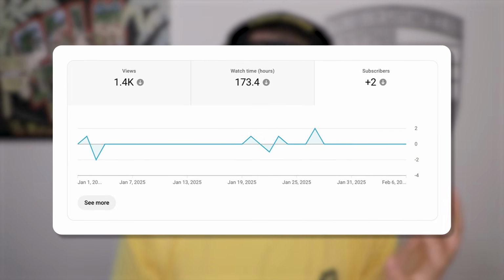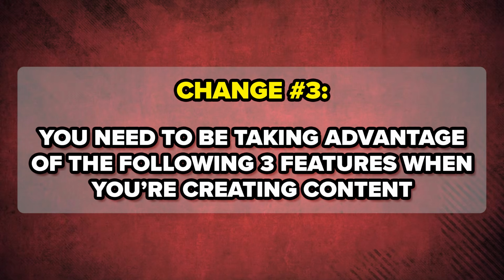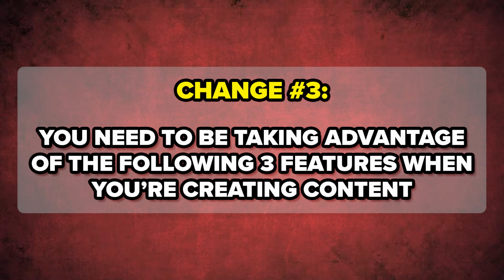Now, change number 3, before we get into the last and most important change that you need to make sure you're making, otherwise you're never gonna get more than 1,000 views on YouTube, is you need to start taking advantage of the 3 hidden features that you probably aren't using right now on YouTube. The first one is going to be the community tab.